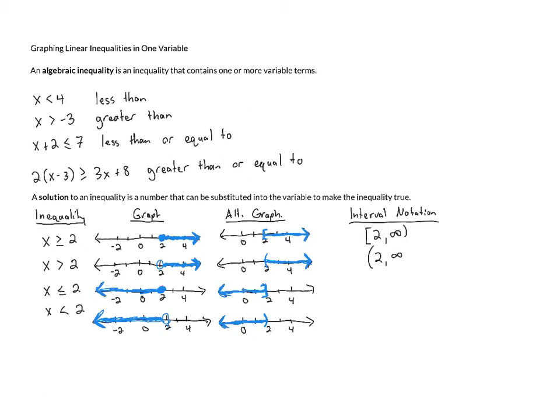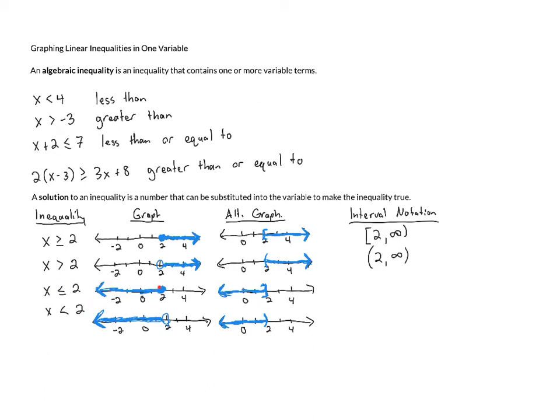By default, we always use parentheses when we're dealing with infinity, because infinity can't be a solution. It's not a number, it's more an idea. So just the rule with interval notation is that we always use parentheses with infinity. Let's look at the interval notation for these last two examples.